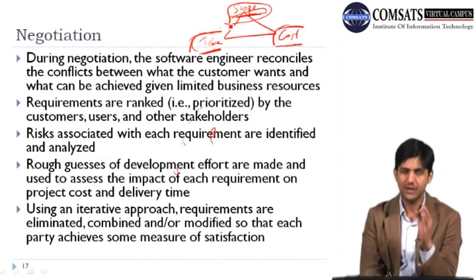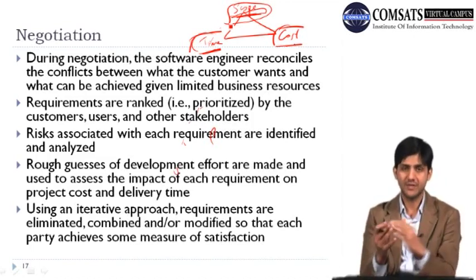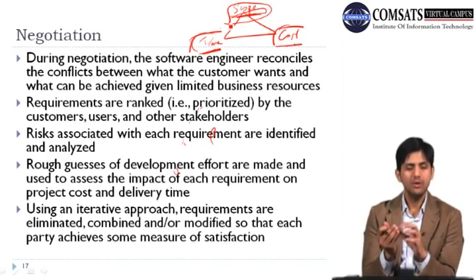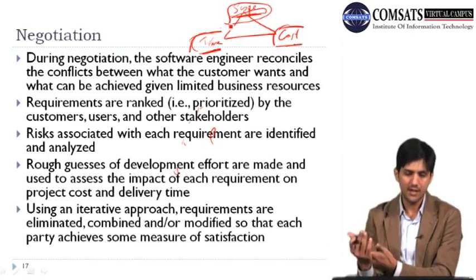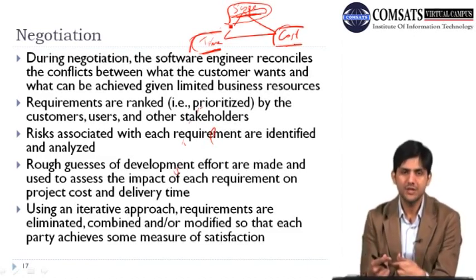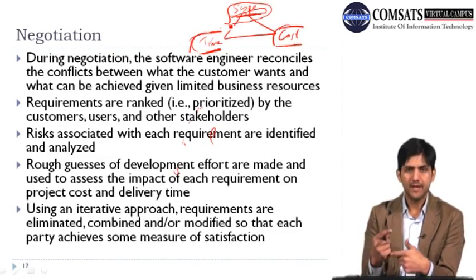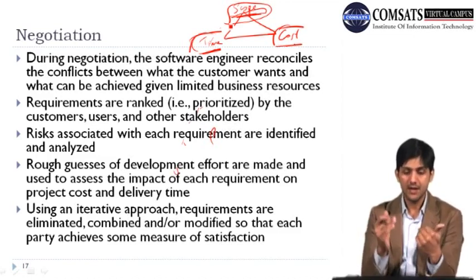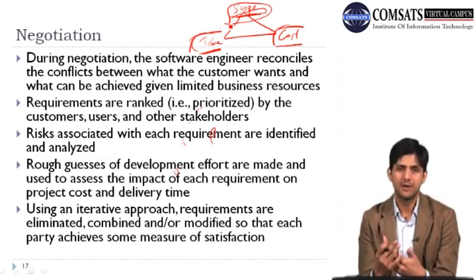So what we have by now is a list of requirements which is prioritized. We know the risks of each requirement, and we also know the impact each requirement is going to have on the cost and time. And then we actually begin the negotiation, and this negotiation is an iterative process. Using an iterative approach, these requirements are combined, eliminated or modified so that each party achieves some measure of satisfaction.